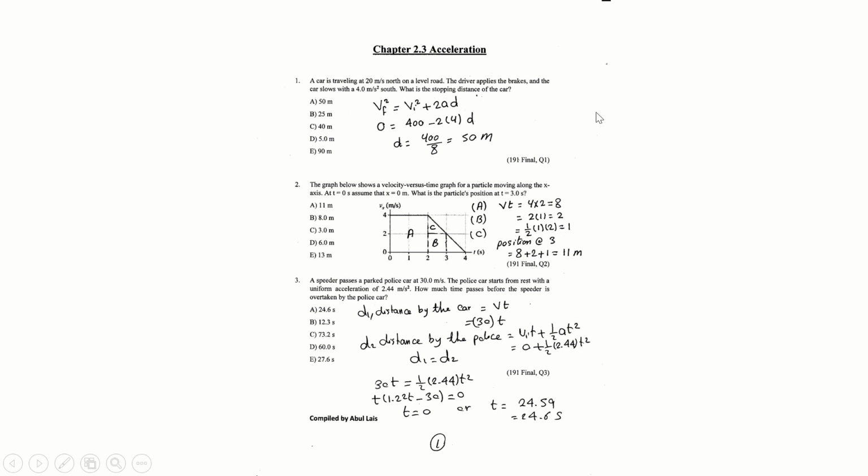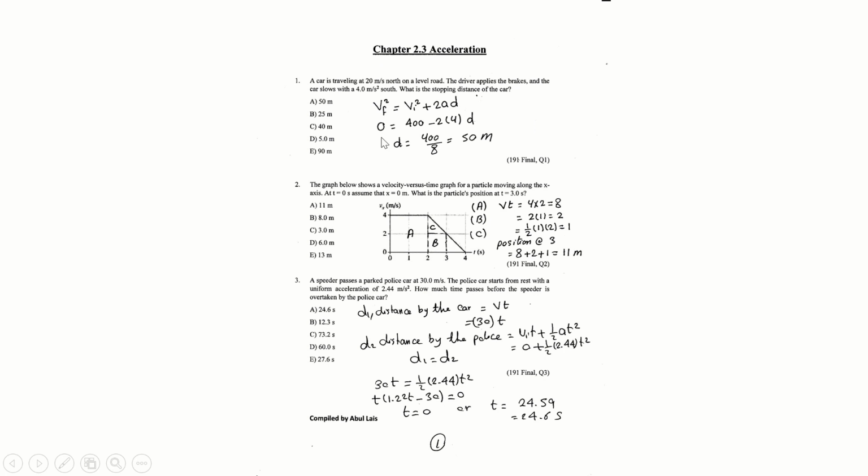As you remember, we talked about three equations of motion, which you should know: V final equals V initial plus AT; D equals V initial t plus half AT squared; and V final squared equals V initial squared plus 2AD. I found it's more convenient to use the last equation because I don't have time in the information given in the problem.